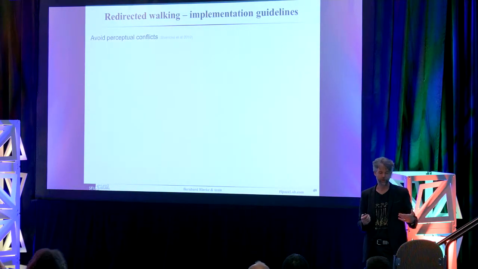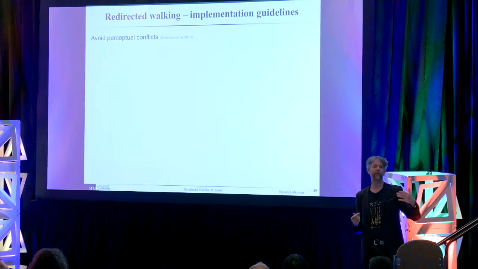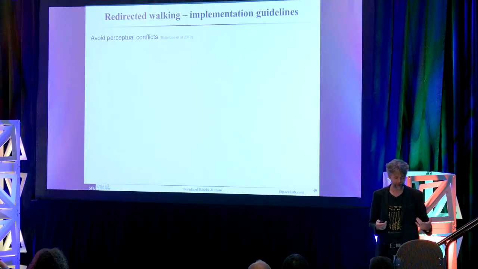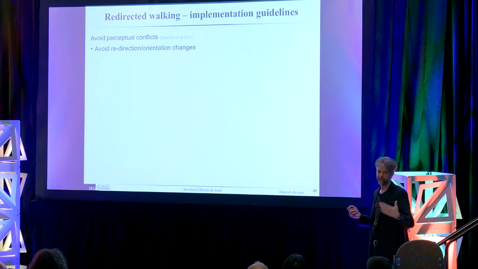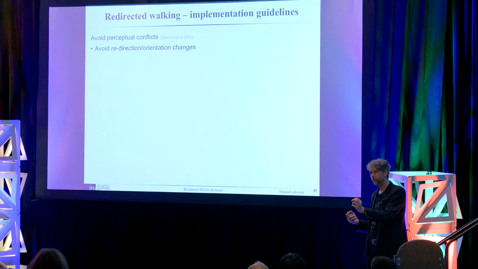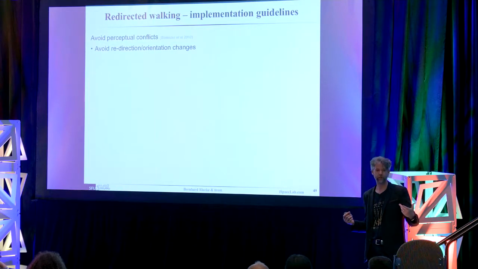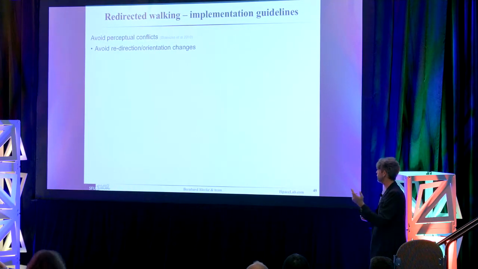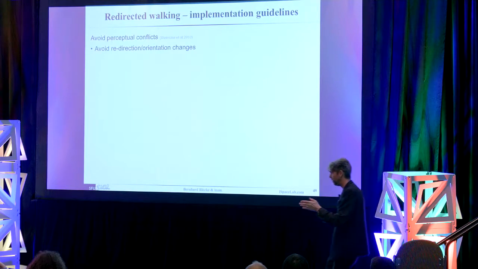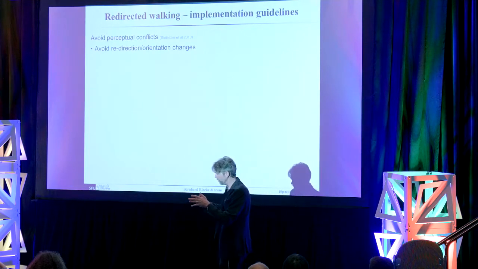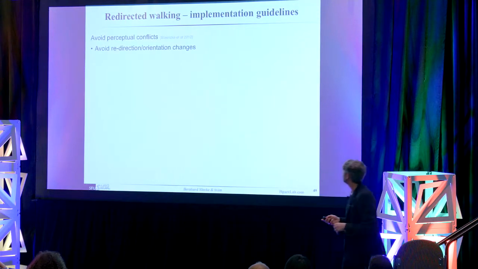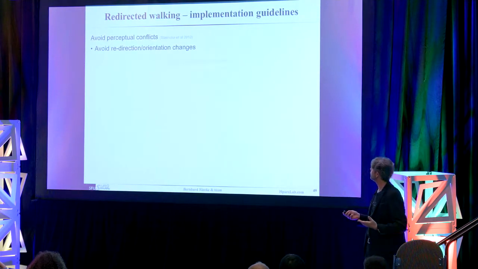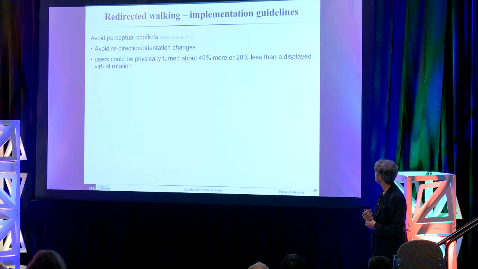So how do you do this if it's really important that people walk? Here are some implementation guidelines. Definitely try to avoid perceptual conflicts as much as possible. As soon as people notice there's something going on, you often have a problem. Either they get sick or usability goes down, or they might just not walk fast anymore, but be very careful because they notice something's going on. So try to avoid orientation changes as much as possible.